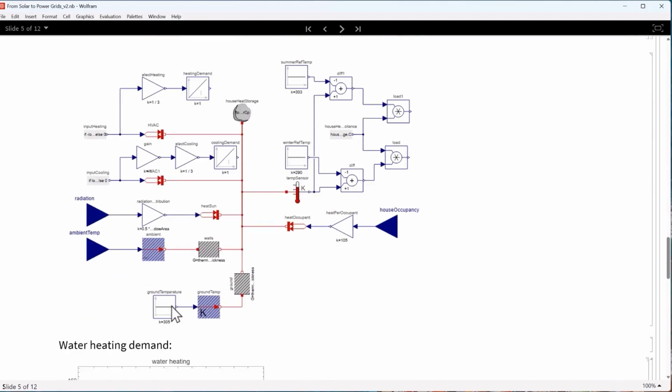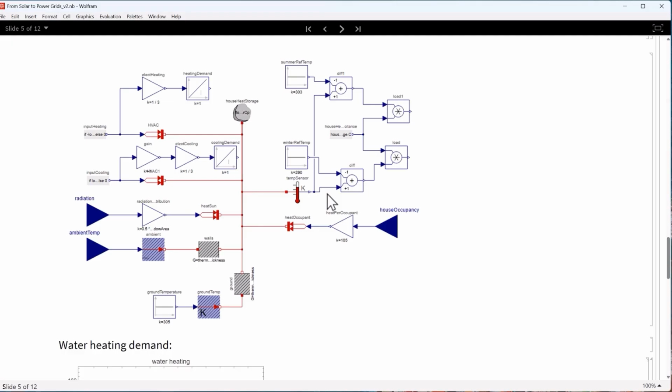This is a house model built in Wolfram System Modeler. Here, the thermal inertia of the building is represented using a heat capacitor component. Here, multiple heat sources and sinks are connected to it through input signals such as solar radiation, ambient temperature, and heat losses to the surroundings.